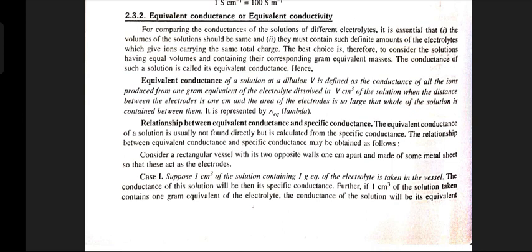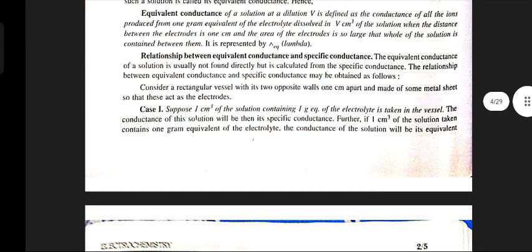The relationship between the equivalent conductance and specific conductance. The equivalent conductance of a solution is usually not found directly, but it is calculated from the specific conductance. The relationship between the equivalent conductance and specific conductance may be obtained as below. Consider a rectangular vessel with its opposite walls 1 centimeter apart and made of some metal sheet so that they can act as electrodes. In case 1, suppose 1 centimeter cube of the solution containing 1 gram equivalent of the electrolyte is taken in the vessel.